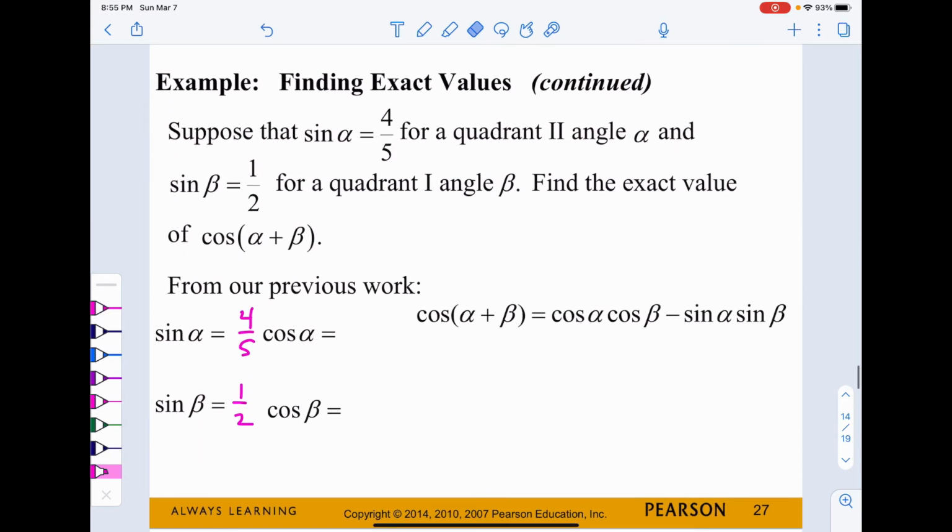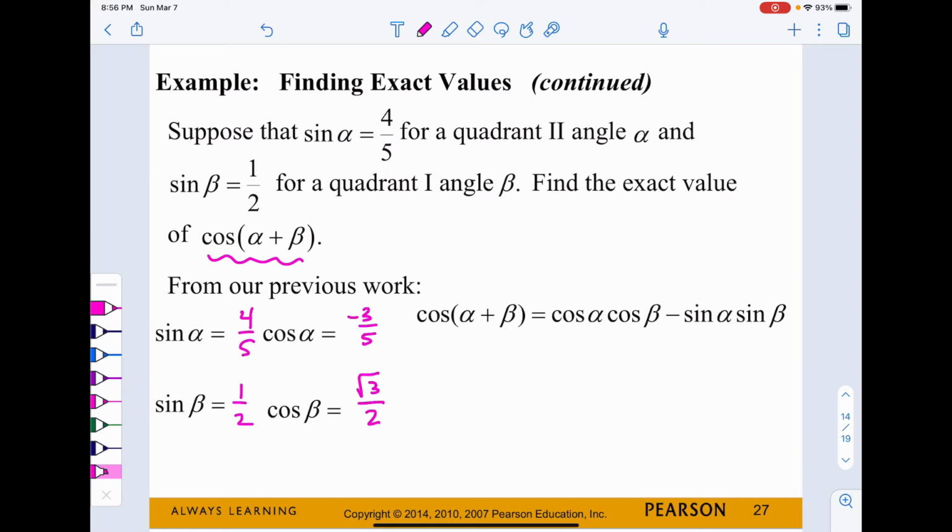Using this information, it wants us to find the exact value of the cosine of alpha plus beta. They already gave us the information that the sine of alpha was 4/5 and the sine of beta was 1/2. We went through the process of finding our cosine of alpha, which was -3/5, and our cosine of beta, which was root 3/2. And they want us to find the cosine of alpha plus beta.